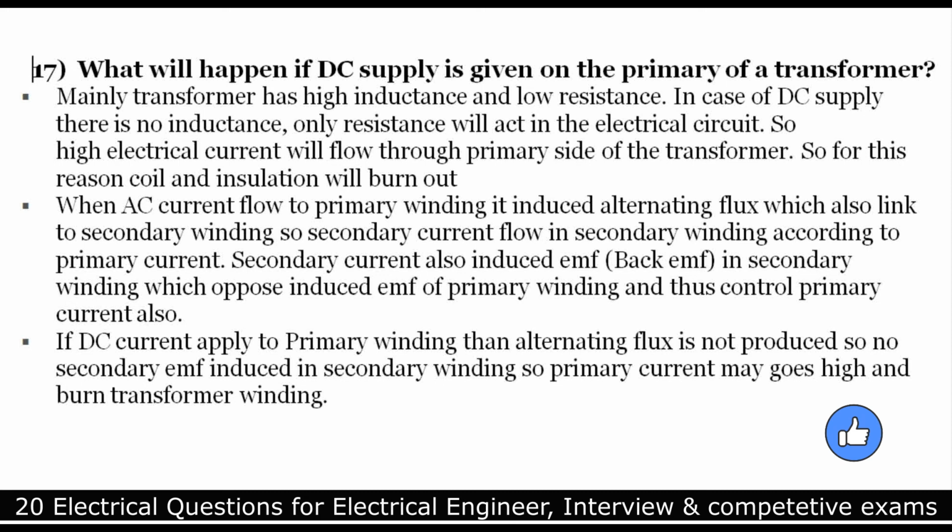When AC current flows to the primary winding, it induces alternating flux which is also linked to the secondary winding. So secondary current flows in the secondary winding according to the primary current. Secondary current also induces EMF, back EMF, in the secondary winding, which opposes induced EMF of the primary winding and thus controls primary current also. If DC current is applied to the primary winding, then alternating flux is not produced, so no secondary EMF is induced in the secondary winding, so primary current may go high and burn the transformer winding.